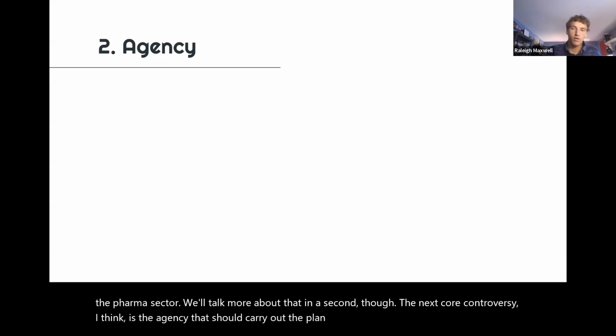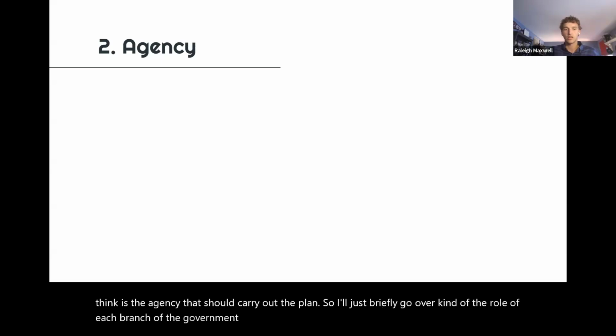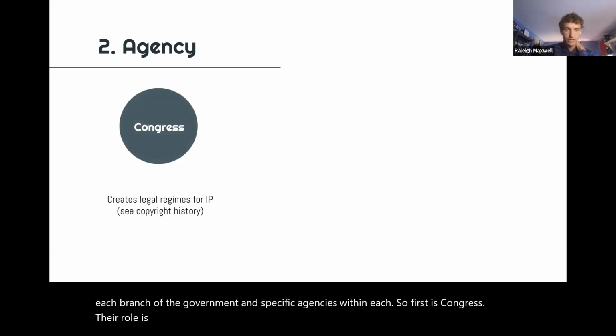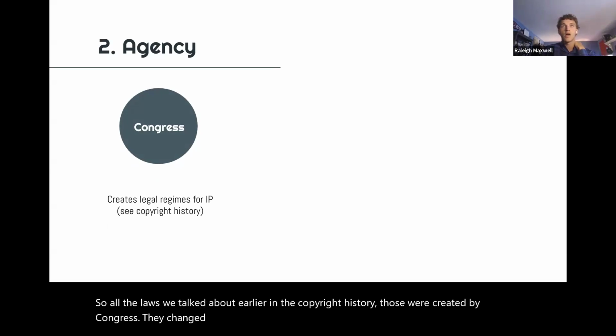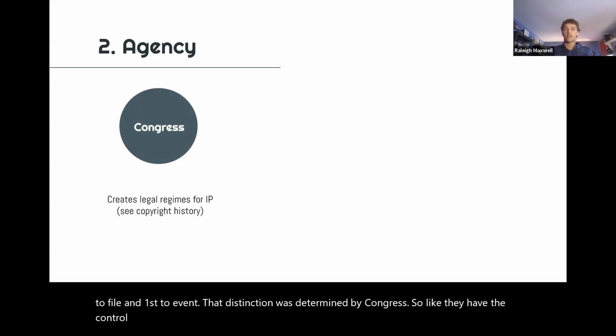So I'll just briefly go over the role of each branch of the government and specific agencies within each. First is Congress. Their role is to create legal regimes for intellectual property. All the laws we talked about earlier in the copyright history were created by Congress. They changed the duration of copyrights. Also, we talked about first to file and first to invent. That distinction was determined by Congress. They have control over creating legislation and laws for IP.